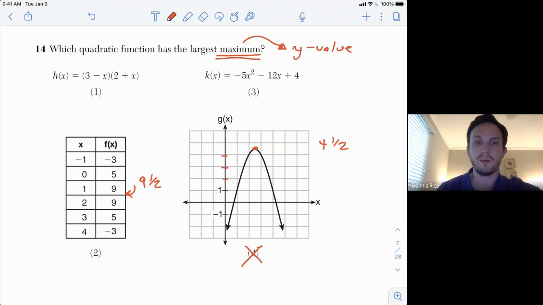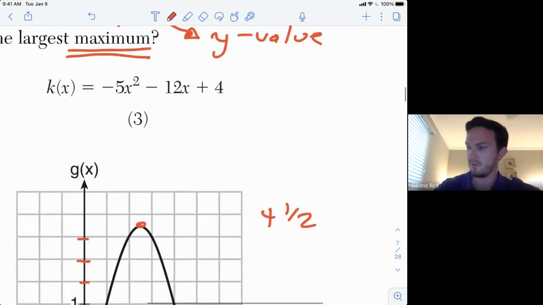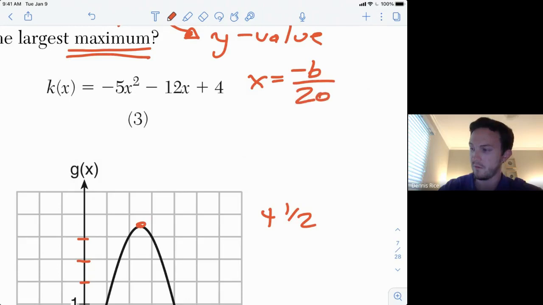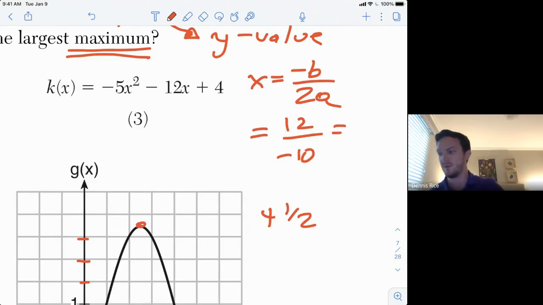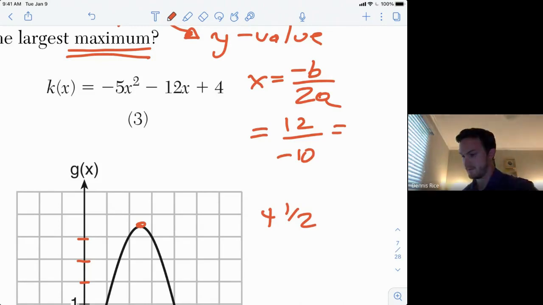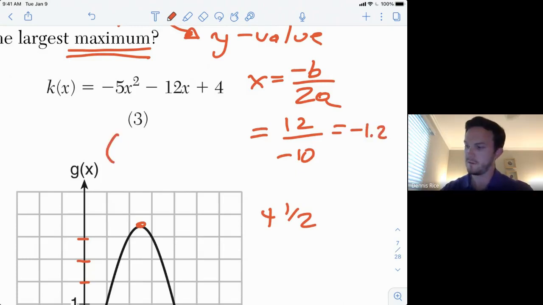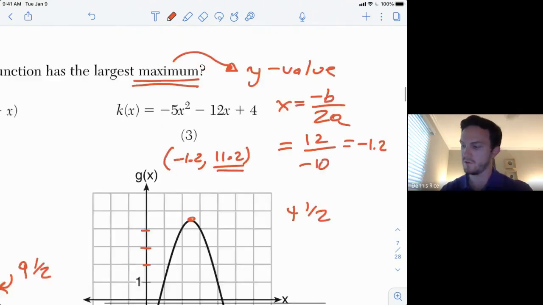Now, what we can do for choice 1 and 3, well, for choice 3, we know the maximum is going to occur at the vertex. So I could do my little vertex calculating, negative b over 2a. So 12 over negative 10. That's going to be negative 1.2. And then you can plug negative 1.2 in for x. Hold on, I'm just doing that. And whatever you get for your output will be your y value. So I'm basically finding the vertex. The y value here is 11.2. So he's winning so far.